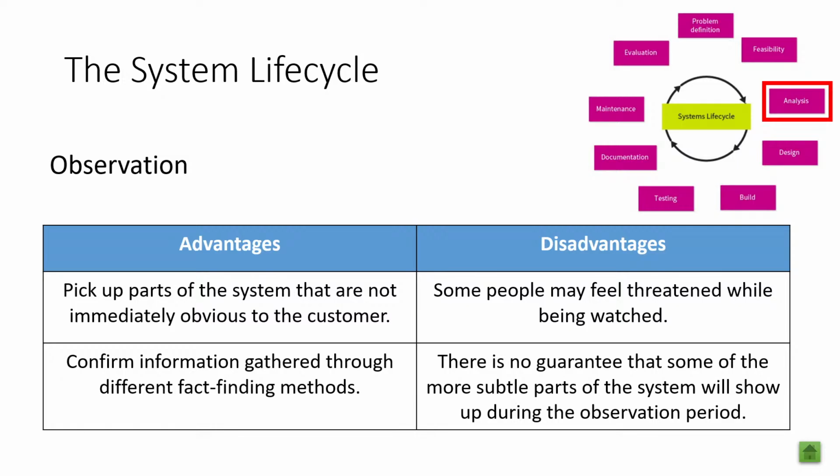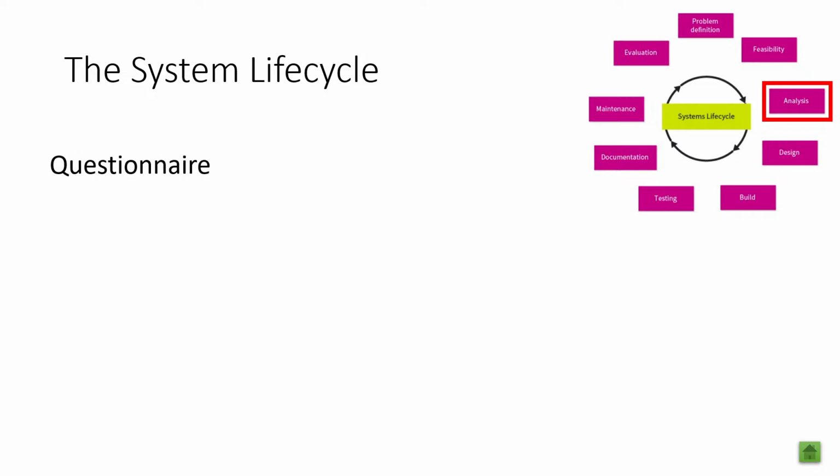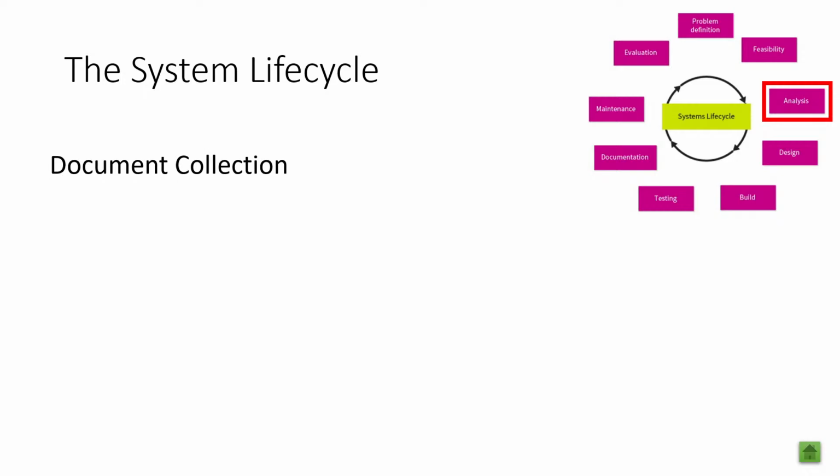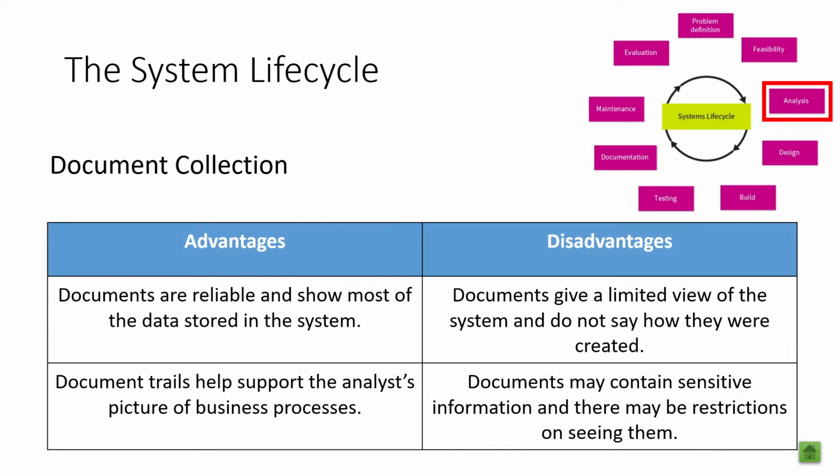So confirm that the information is gathered through different fact-finding methods. There's no guarantee as well that you might see stuff. So depending on what time you go and observe the business, there's no guarantee that you'll see everything in the first place. You might do a questionnaire, gets given out to loads of people, but you don't always get them all back. They're hard to create and design and to get right and to basically ask all the questions that you need. You can take documents from the people.